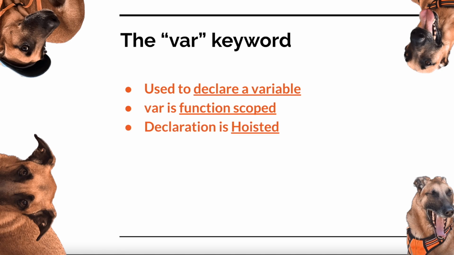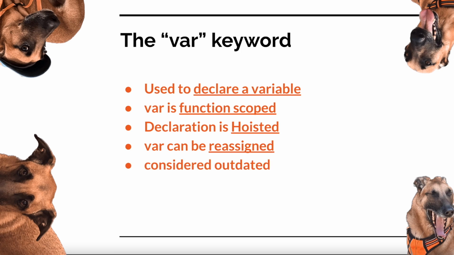Var is also hoisted, so the var declaration is hoisted to the top of the function or global scope, but its initialized value is not, so it will have a default value of undefined. You can reference the variable, but it will not result in the expected value until we hit the line where we declared the variable. Also, after declaring a variable using var, it can be changed at a later time or reassigned. And in some ways, var is considered outdated compared to let or const.